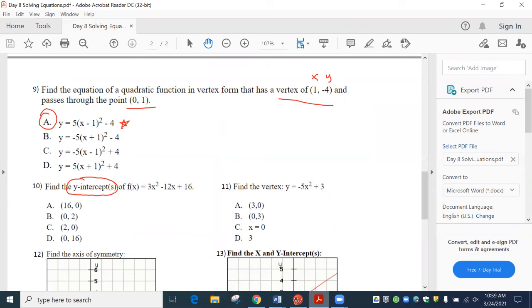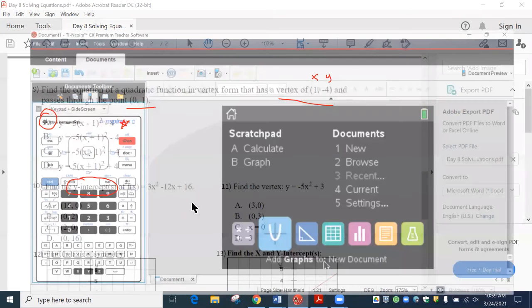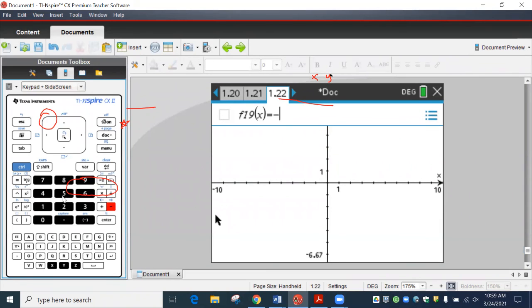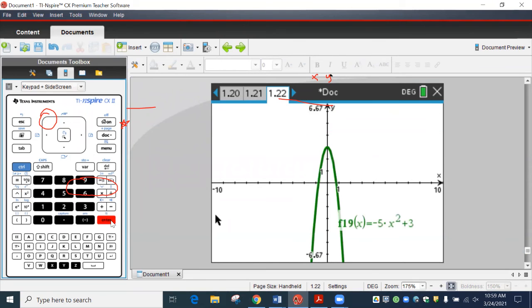All right, so we're typing in this one right here, but this one's looking for a vertex. We're going to type in minus 5x squared plus 3, hit enter. Now, in this case, we kind of got lucky. The vertex and the y-intercept are the same thing. So is that the vertex right there? Yeah, so the vertex is 0, 3.